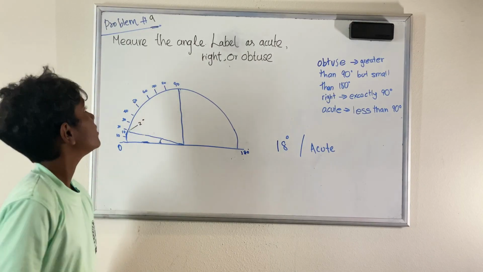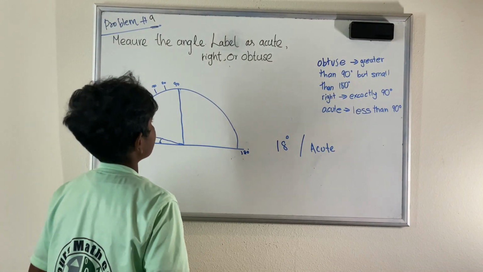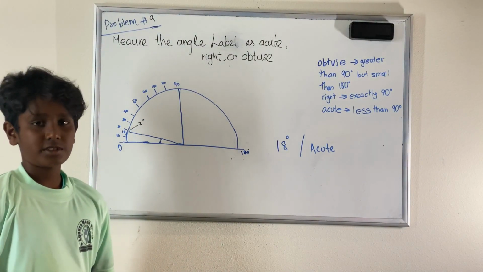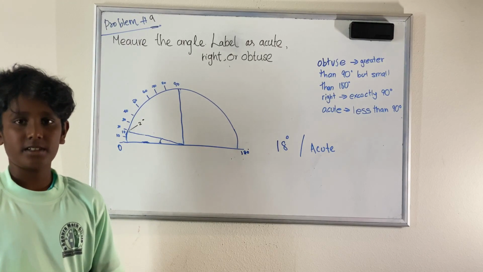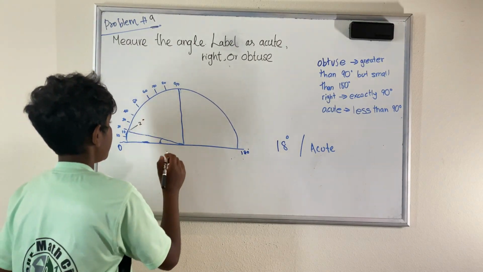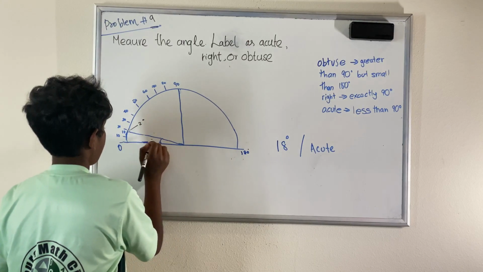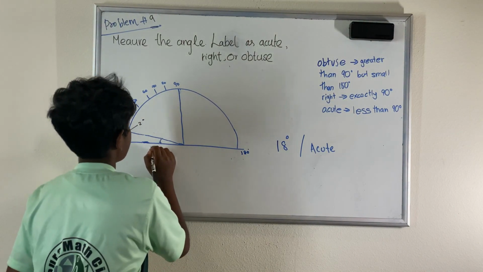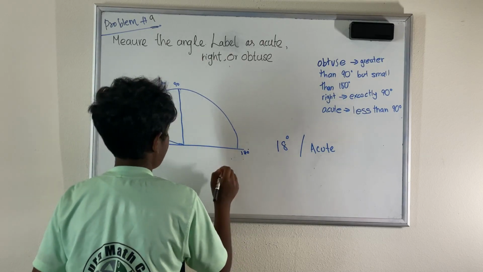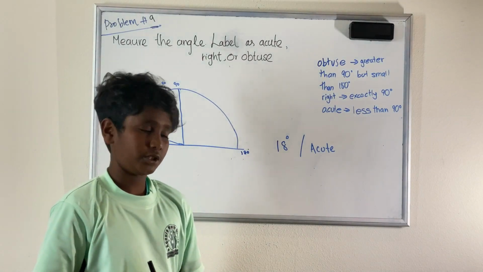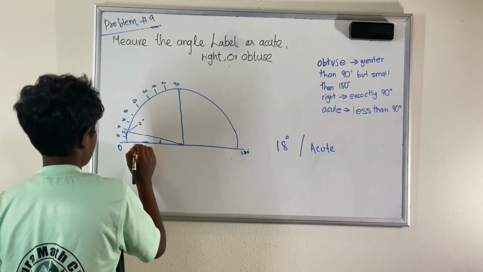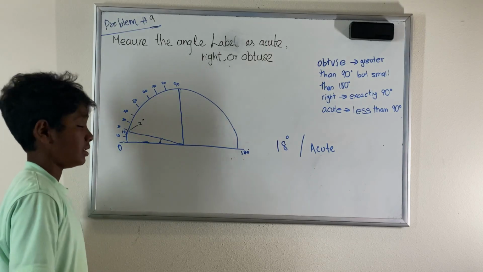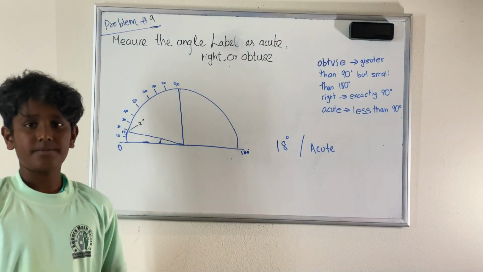Problem number 9. Measure the angle labeled as acute, right, or obtuse. So as we can see, the problem is asking us to find the included angle between these arms. So what I could tell is that this angle here is less than 90 degrees, which means it is acute. So I could also tell the included angle is 2 less than 20, which is 18 degrees.